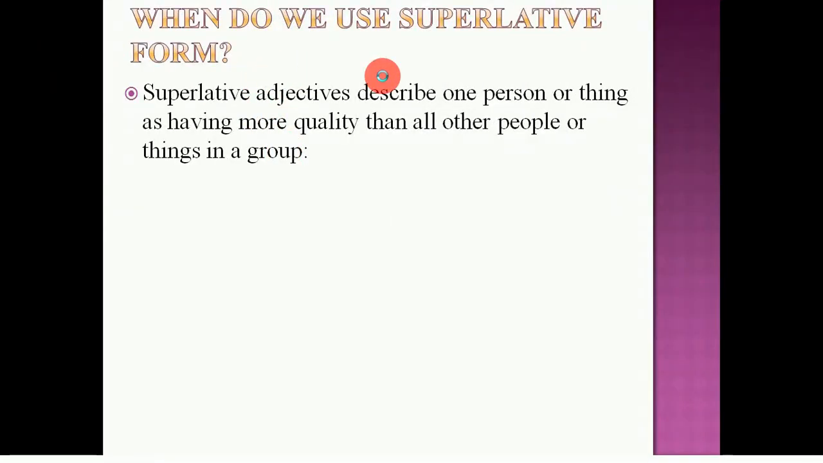When do we use superlative form? وقتاش نستعملوه superlative form? Superlative adjective describes one person or thing as having more quality than all other people or things in the group. وش تفهموا من هذه الهدف؟ تفهموا باللي نستعملوا superlative form باش نقارنوا ما بينات شخص واحد في مجموعة. شخص واحد نقارنوه بالنسبة للمجموعة. So one person or thing يعني شخص ولا شيء as having more quality اللي عنده quality زايدة على الآخرين.